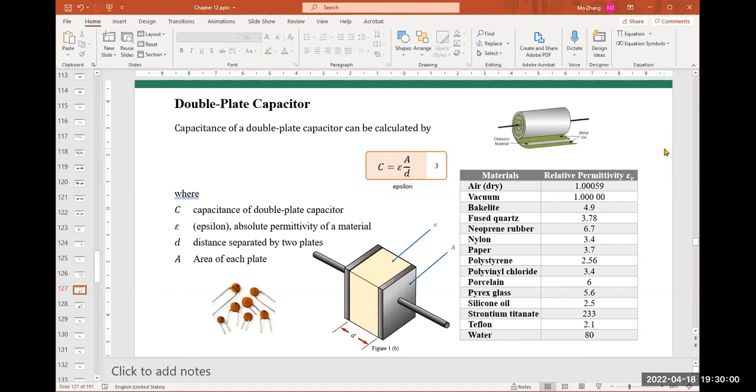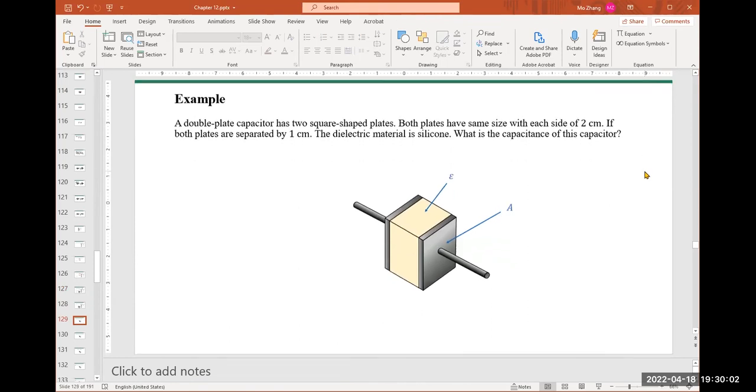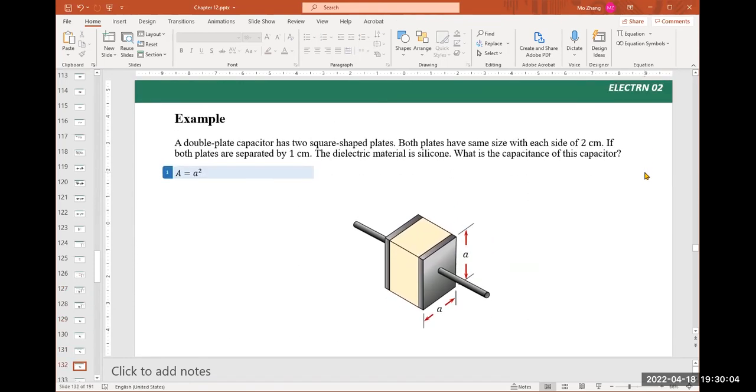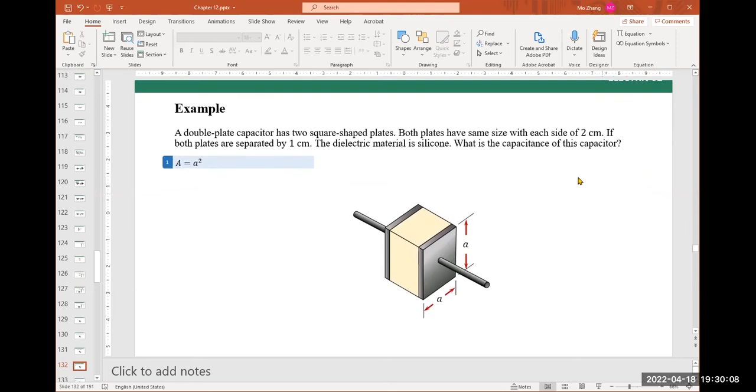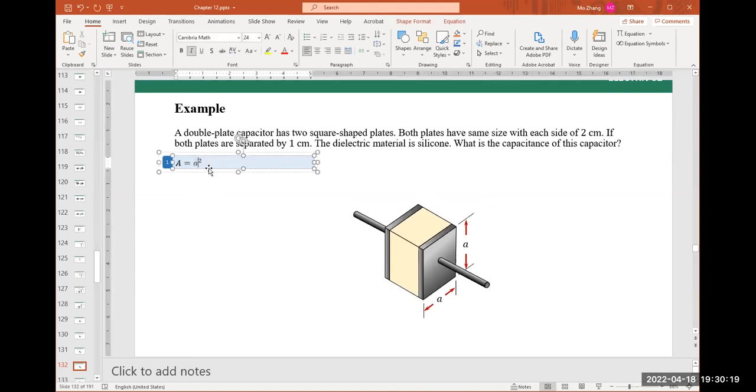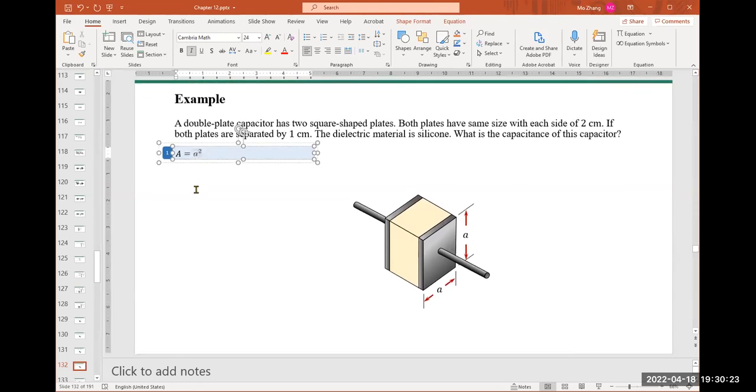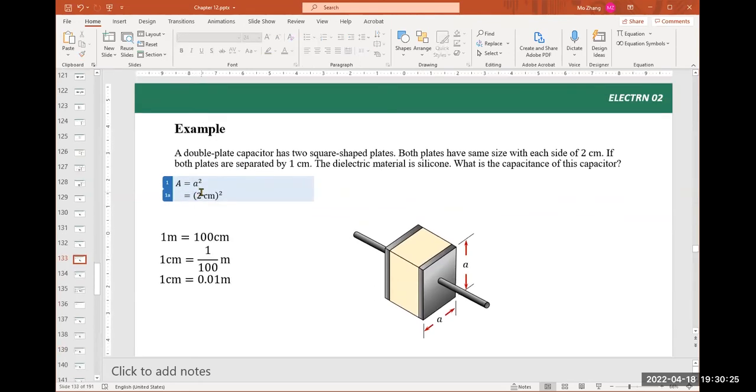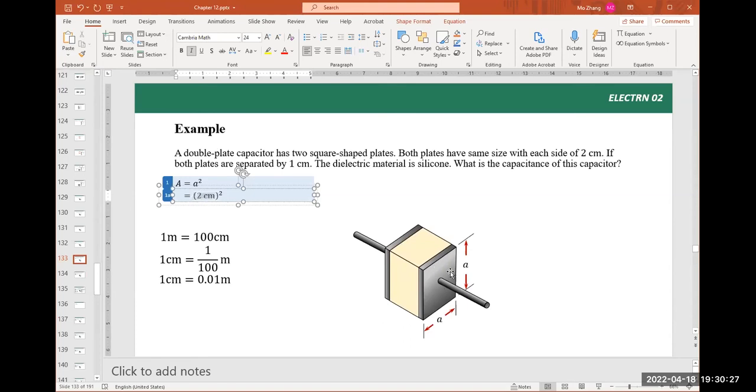Okay, so let's continue the example. We need that formula. So first we need to find the area of a plate. This is a square shaped plate, so the area is the side times side, which is the side squared. Here, each side is 2 centimeters.